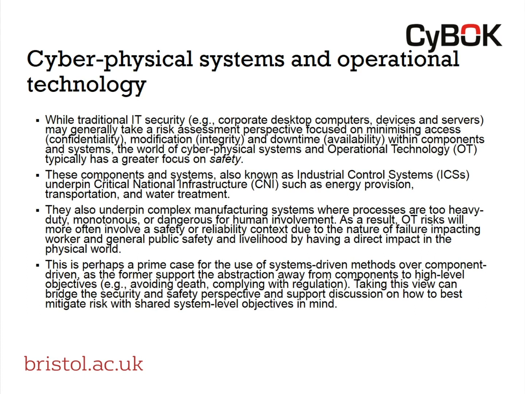So a note on cyber physical systems. Traditional IT, so corporate desktop computers, devices and servers, they generally take a risk assessment perspective based around minimizing access, generally called confidentiality, modification of data, called integrity, and downtime, so availability, the CIA triad. The world of cyber physical systems typically has a great focus on safety. So these components are sometimes known as industrial control systems, and they underpin critical national infrastructure. These are the things that keep the lights on: energy provision, transportation, water treatment. They also underpin complex manufacturing systems. So operational technology risks will often involve more of a safety and reliability context due to the nature of failure impacting potentially worker and general public safety and livelihood, and having a direct impact on the physical world.